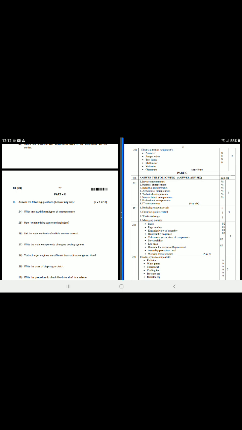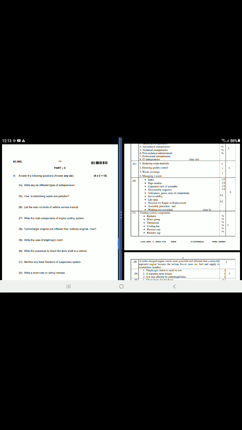Next, write the main components of engine cooling system. So the cooling system components are radiator, water pump, thermostat, cooling fan, pressure cap, radiator cap. So these are the things that you have to explain. Okay.